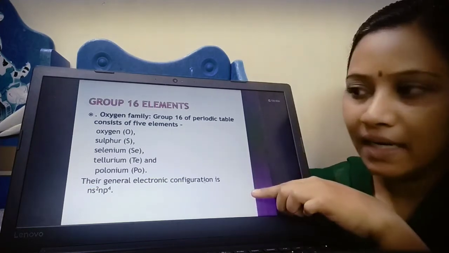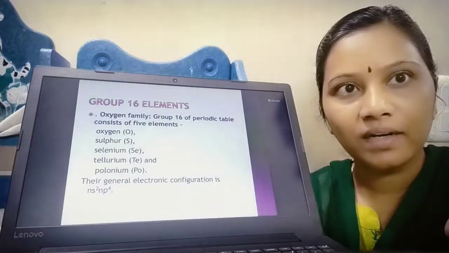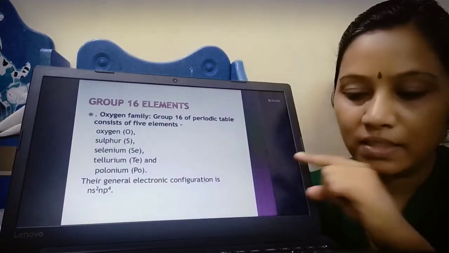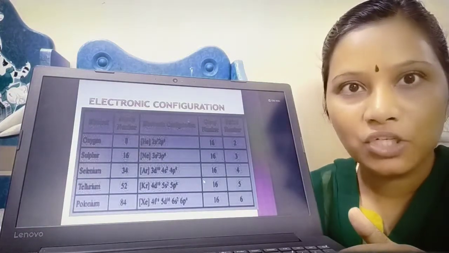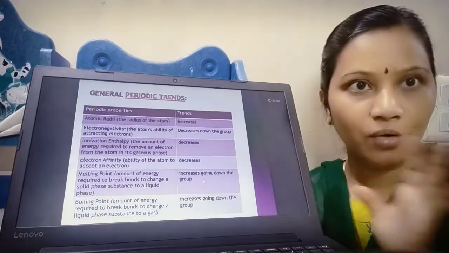What is the general electronic configuration? It is ns2 np4. What did I tell you for the nitrogen family? It is ns2 np3. Okay. Now this is your electronic configuration of the group 16 elements.